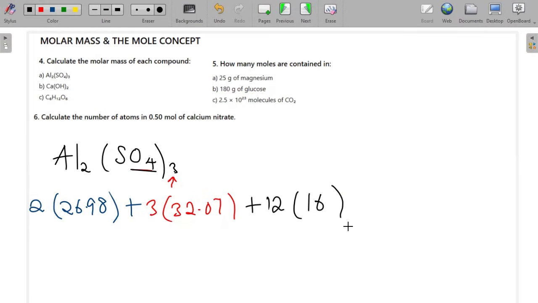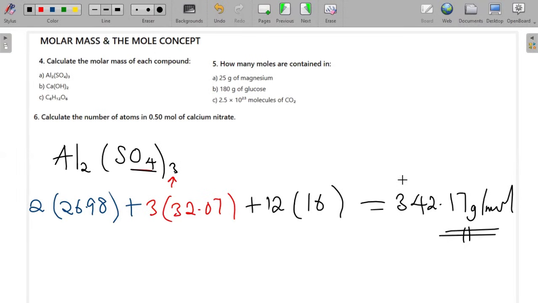So now I just punch all this onto the calculator. I'll say 2 multiplied by 26.98 plus 3 multiplied by 32.07 plus 12 multiplied by 16. So what am I going to get there? I'll get 342.17, and we know the units for the molar mass. This is just grams per mole. Okay, so that's how we find the molar mass.